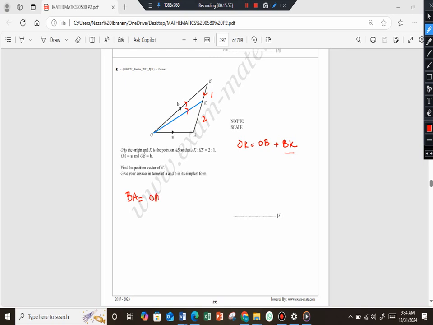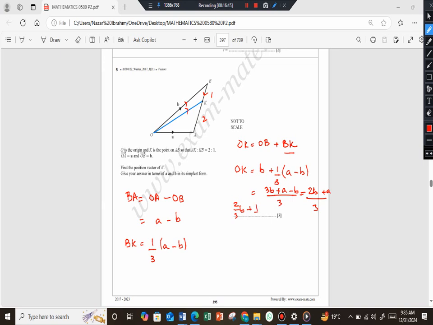So BA is equal to OA, the second vector, minus the first one. So OA is equal to A, OB is equal to B, right? So BK is equal to, the ratio is 1 upon total 3, A minus B, right? Is it clear? Okay, so OK is equal to OB which is B, plus BK which is 1 upon 3 (A minus B). So taking LCM, 3B plus A minus B, which is equal to (2B plus A) upon 3. So we can say it as 2 upon 3 B plus 1 upon 3 A, breaking out LCM. Clear?